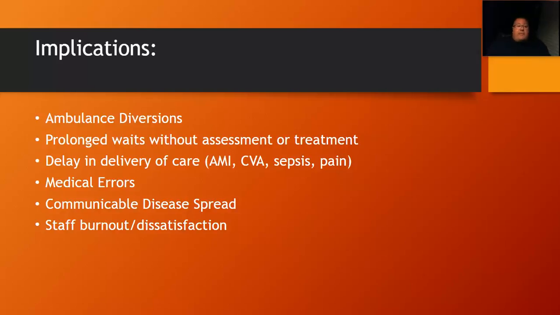Now we're going to look at some implications of overcrowding. Ambulance diversions. This is when 911 is notified that the ED is on diversion. EMS providers must inform the patient that the ED is extremely busy and there may be extended wait times, including waiting for an inpatient bed if they're admitted. Prolonged waits in the waiting room, in which patients go without an assessment or treatment for a substantial amount of time. Delay in delivery of care. When you're in an overcrowded state, it increases the risk for medical errors.